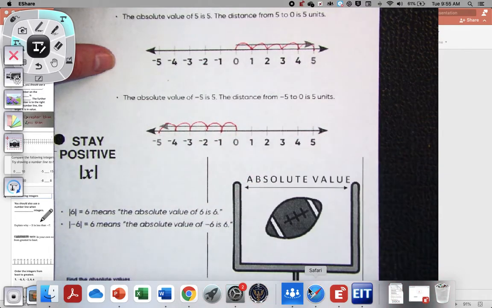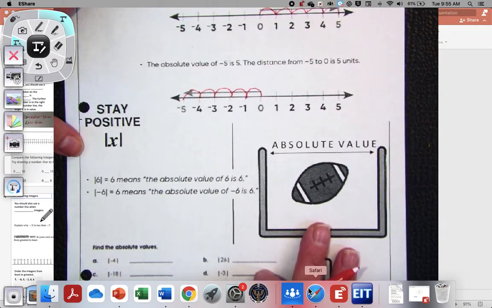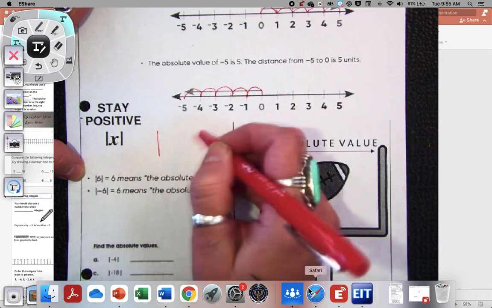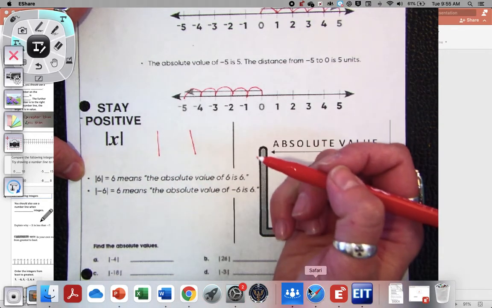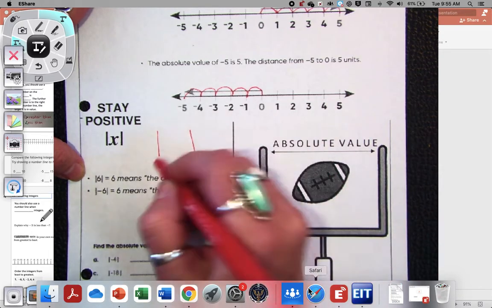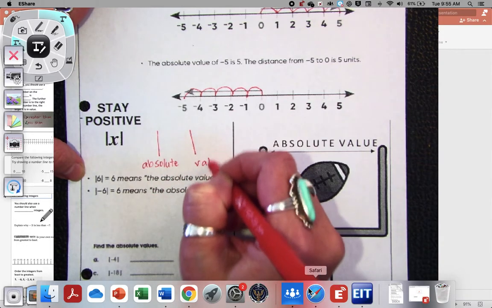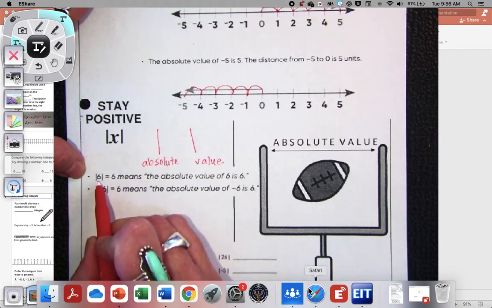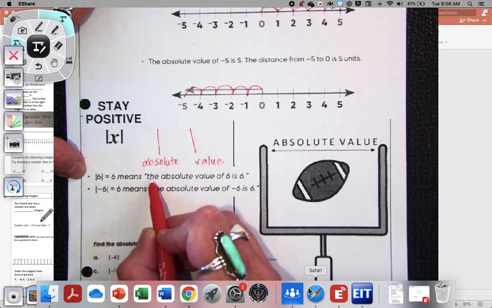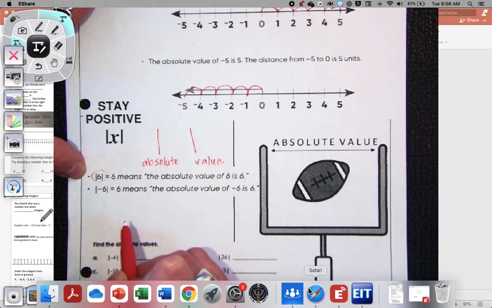or 5 spaces. Okay, so let's look at how we write absolute value. We write absolute value by putting the integer between these vertical lines. Okay, these vertical lines stand for absolute value. So the absolute value of 6 equals 6 means the absolute value of 6 is 6. That's how you read this.